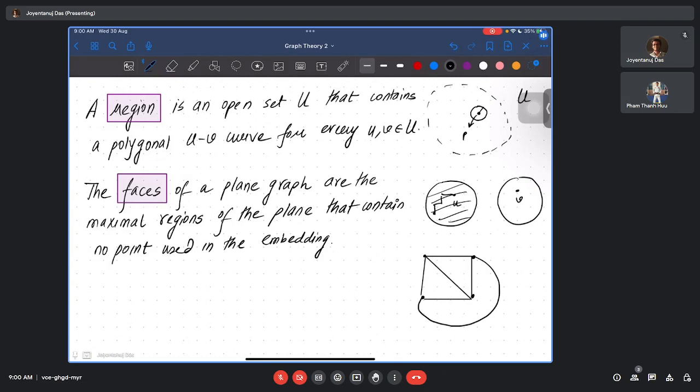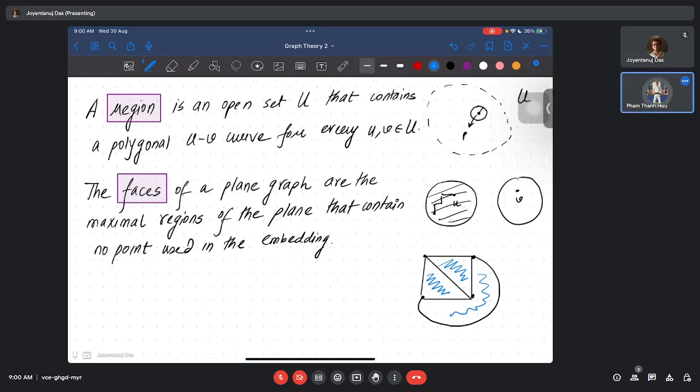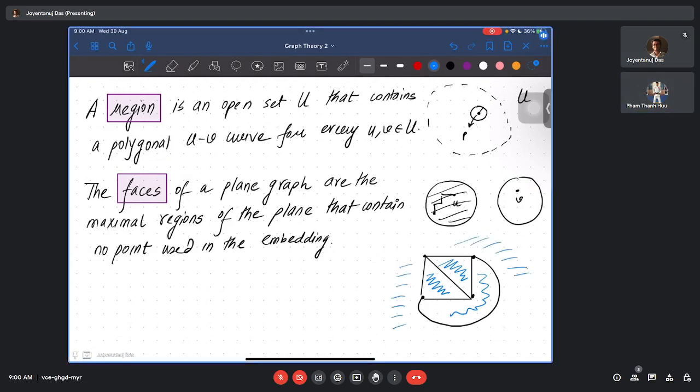So now faces we can mark like this. This is one face. This is the second face. This is the third face, and the outside is another face. So these are the maximal regions that this graph divides the whole plane into. This outside is also one face. So here are four faces.